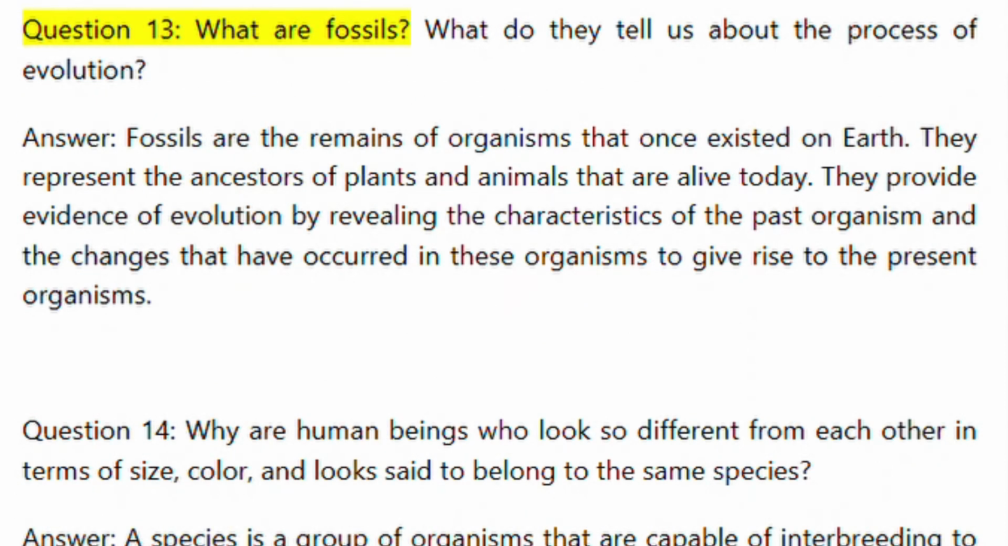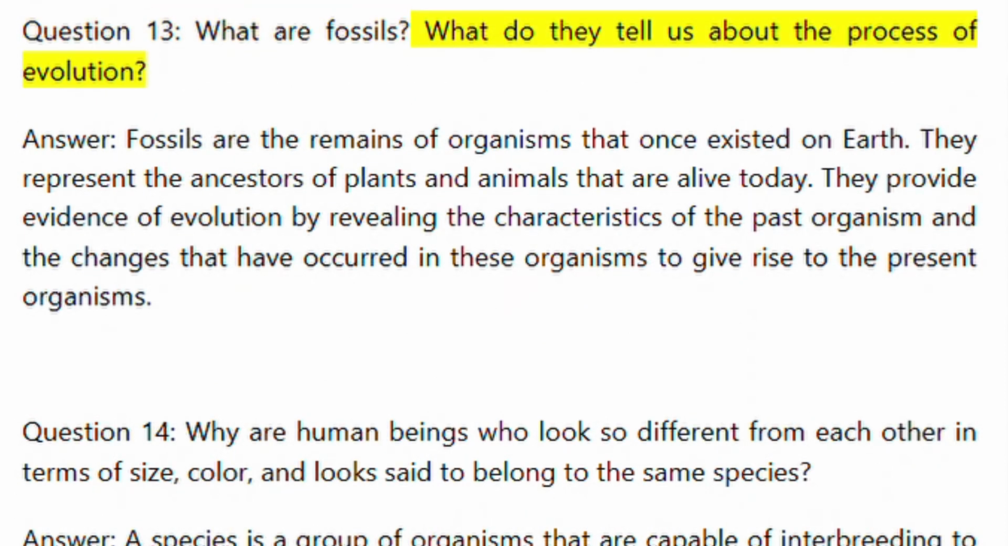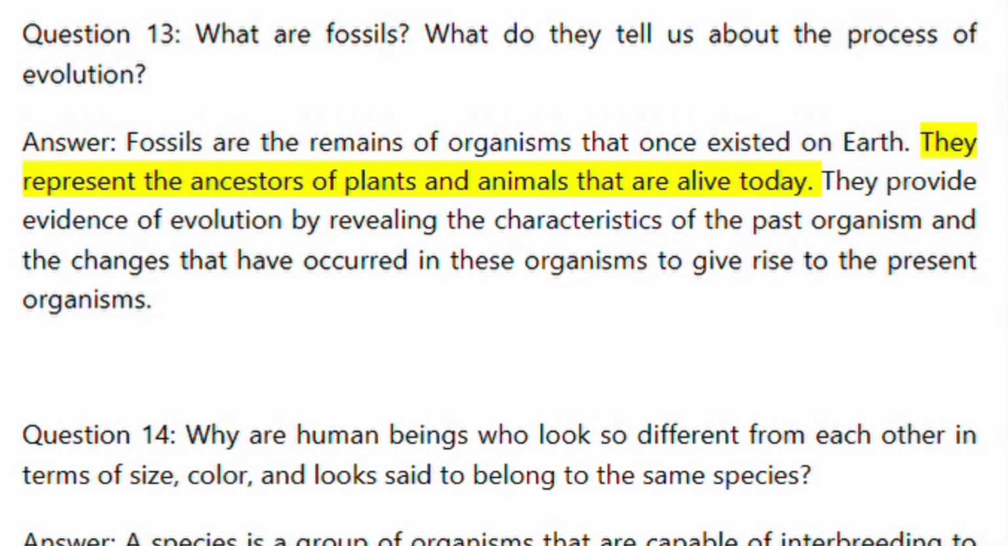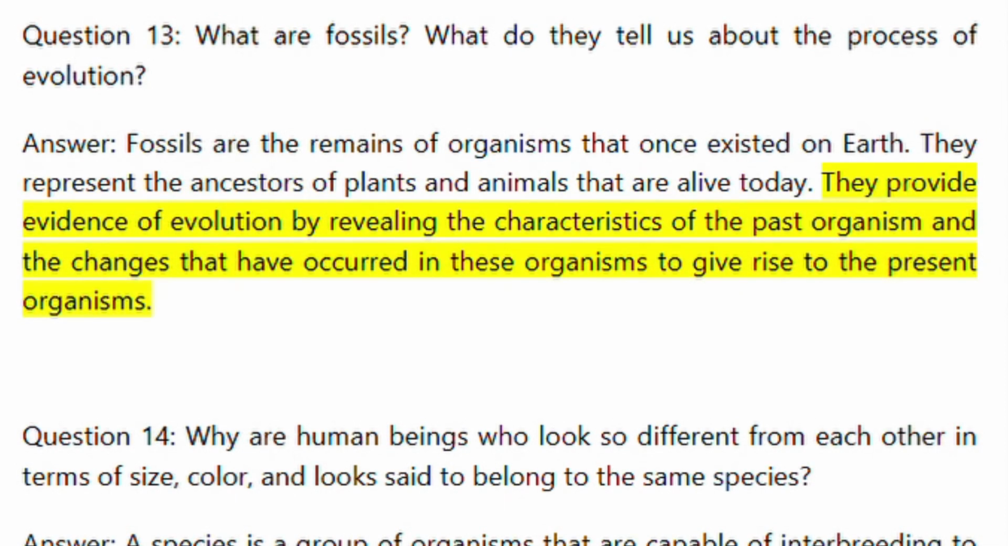Question 13. What are fossils? What do they tell us about the process of evolution? Answer. Fossils are the remains of organisms that once existed on Earth. They represent the ancestors of plants and animals that are alive today. They provide evidence of evolution by revealing the characteristics of the past organism and the changes that have occurred in these organisms to give rise to the present organisms.